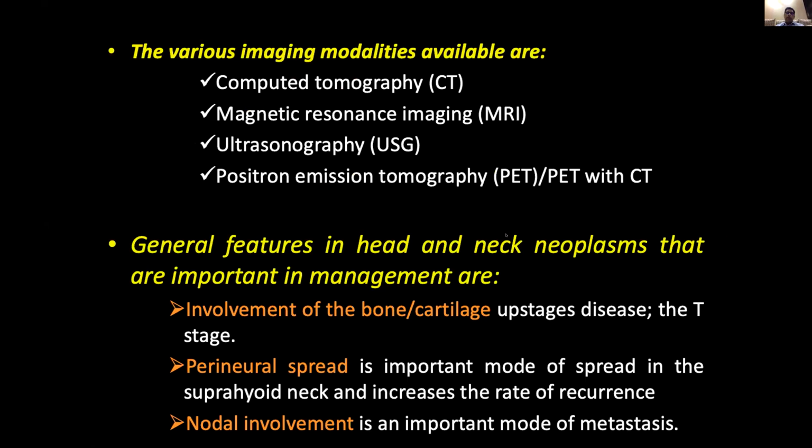In general, the three important things which one must remember in the report are bone or cartilage involvement for T staging, perineural involvement because it is an important factor which guides the prognosis and can label a patient unresectable if there is extensive perineural disease, and nodal involvement, ipsilateral and contralateral.